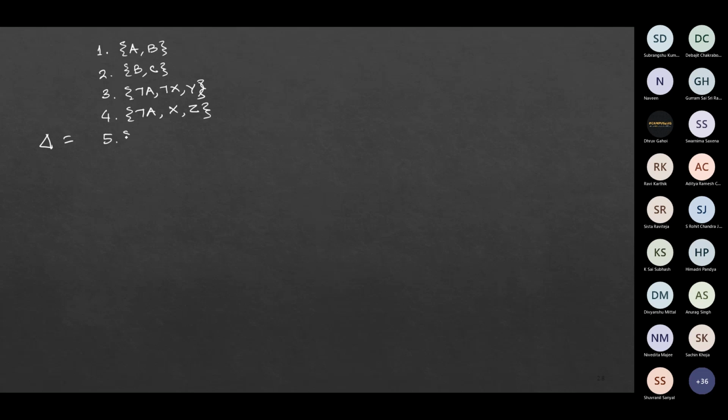Great. So let us take our knowledge base delta to be something like this: A, B, then we have B, C, then say not of A, not of X, Y, then we have not of A, X, Z, not of A, not of Y, Z, not of A, X, not of Z, then we have not of A, not of Y, not of Z. So this is our knowledge base, right?